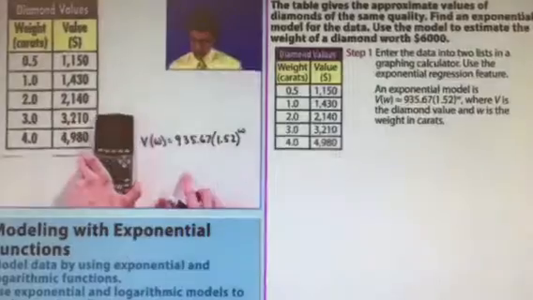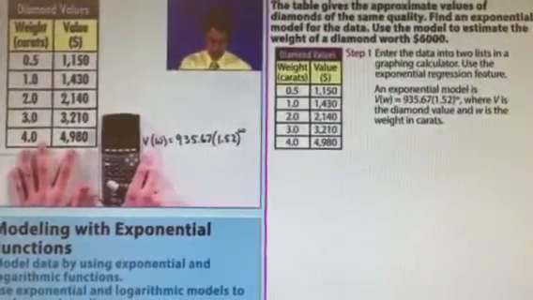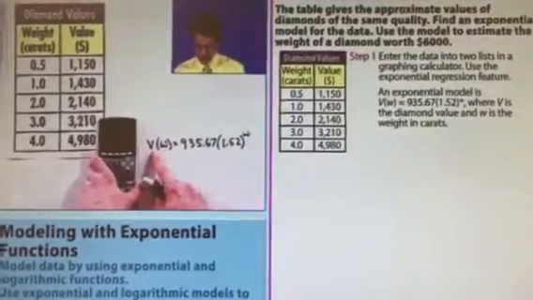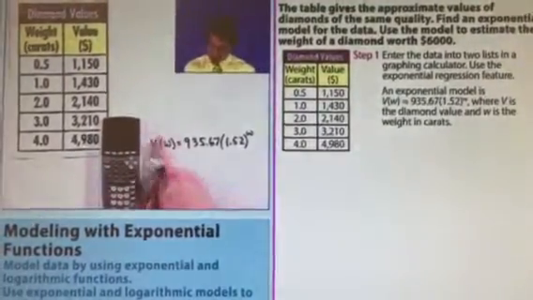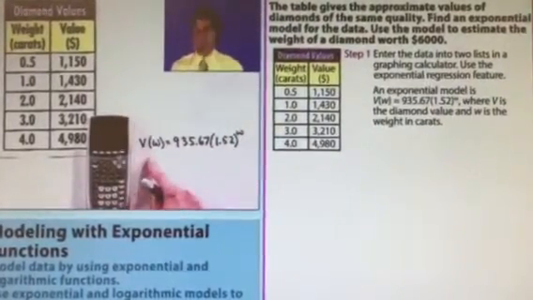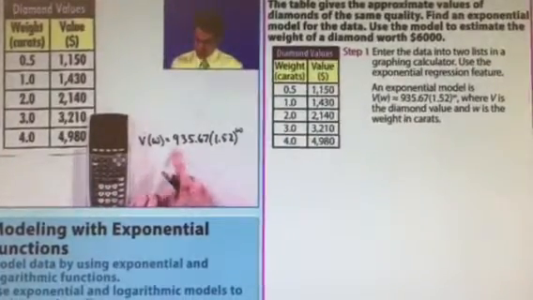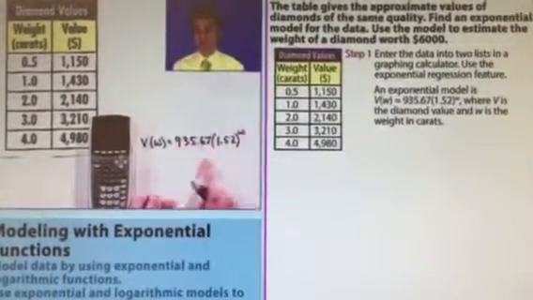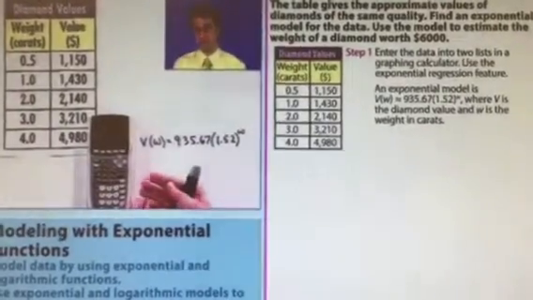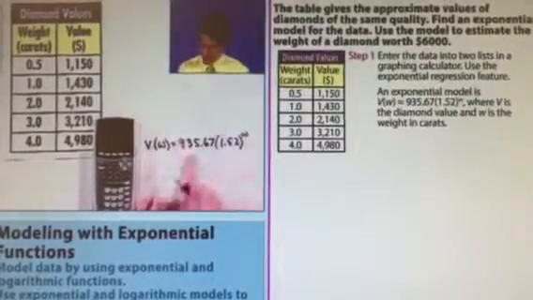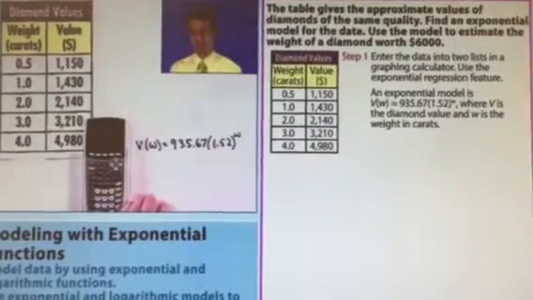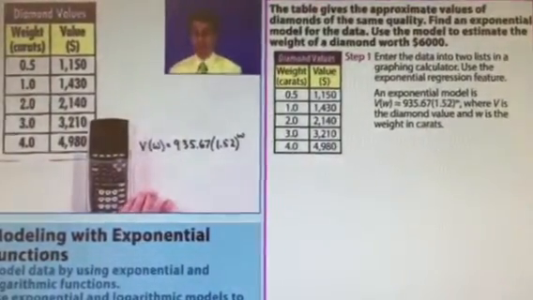What I want to do now is see what the weight is when the value is equal to $6,000. So I want to make this $6,000 and find out what W will make this equal 6,000. We've seen this before. We'll enter this function as Y1, and then Y2 on the calculator will be the constant function 6,000. And then we just graph them, and we look for the intersection.